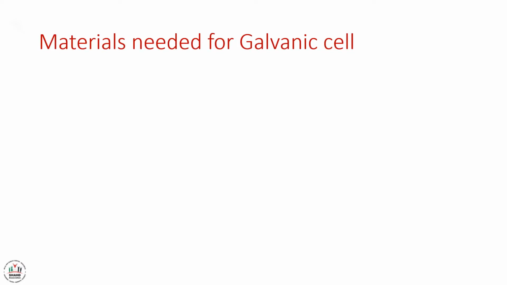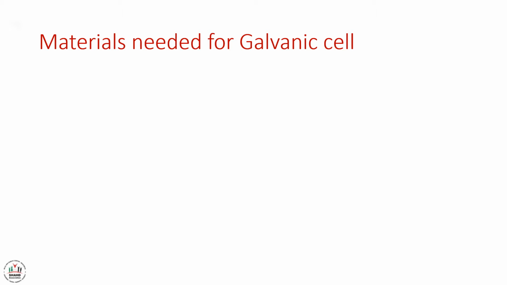Previously, in the Explore section, we discussed the transformation of energy that we face in our daily life. Today, we will take one particular case of this transformation of energy from chemical energy into electrical energy. This is defined by the galvanic cell. At the beginning of our lesson, we will list the materials that are needed for the construction of galvanic cell.